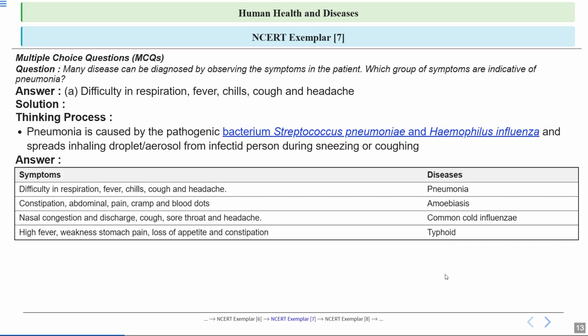So let's have a look at the answer. Now, what are the symptoms? Difficulty breathing, fever, chills, cough, and headache. These are the symptoms of pneumonia. And then constipation, abdominal pain, cramps, and blood clot. These are the symptoms of amoebiasis, also known as amoebic dysentery, caused by Entamoeba histolytica. Next, nasal congestion and discharge, cough, sore throat, and headache. These are the symptoms of common cold, also known as influenza. Then high fever, weakness, stomach pain, loss of appetite, and constipation. These are the symptoms of typhoid, which is caused by a bacterium, Salmonella typhi, which infects the small intestine.